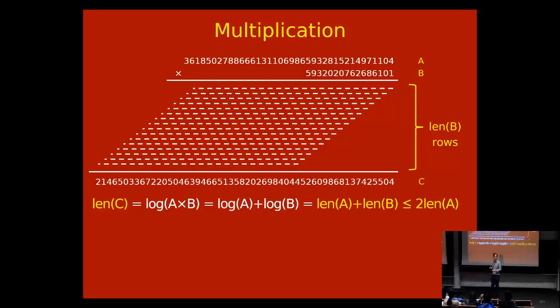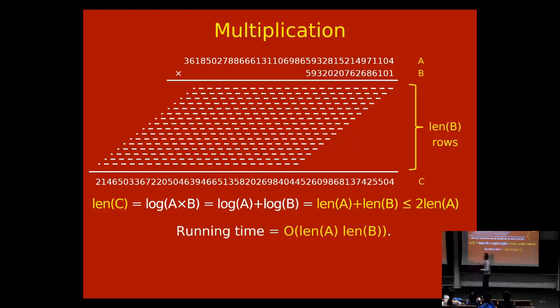And let's just remind ourselves what the length of the answer is. We certainly have to write down the answer. So the length of C is log of C, which is A times B. By the properties of logs, it's log of A plus log of B, which is also the length of A plus the length of B. So the number of digits in the answer is more or less the sum of the number of digits in the problem. So if A is the longer one, that's at most twice the length of A.